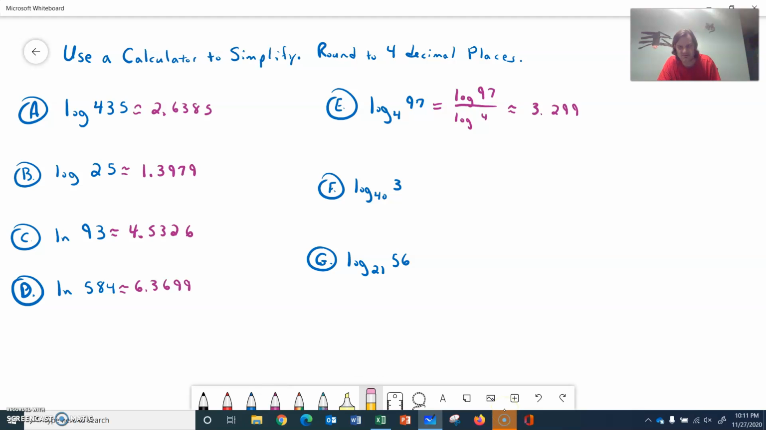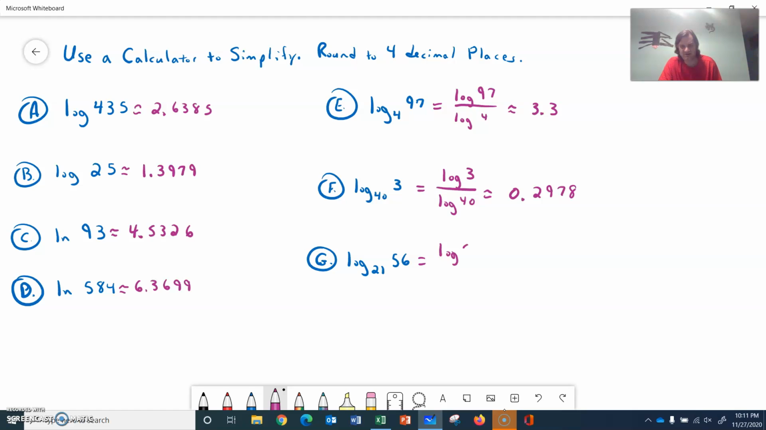So let's do some erasing. Yep, it looks like it'll be about 3.3 if I actually round. The next one, F. Log base 40 of 3. Your calculator probably doesn't care too much for base 40, so we're going to convert that to log 3 over log 40 using the change of base. So these are both base 10 now. My calculator tells me that is 0.2978.